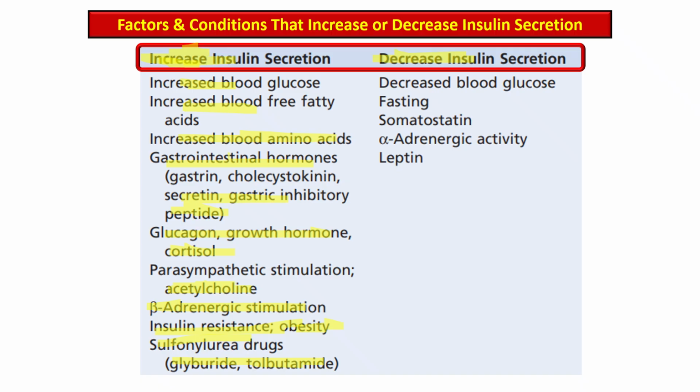While the factors that decrease the insulin secretion are decreased blood glucose, fasting, somatostatin, alpha adrenergic activity, and leptin. All these are responsible for the decrease in insulin secretion. So this table is showing how nutrients, hormones, autonomic stimulation, and drugs can either stimulate or inhibit insulin secretion, highlighting a complex regulation of insulin in the body.